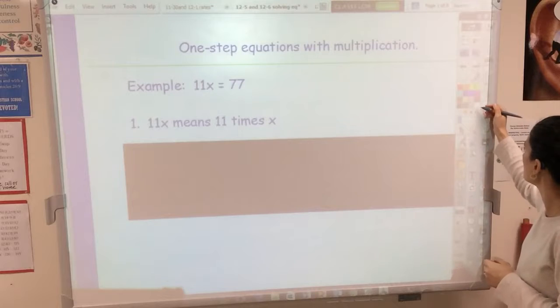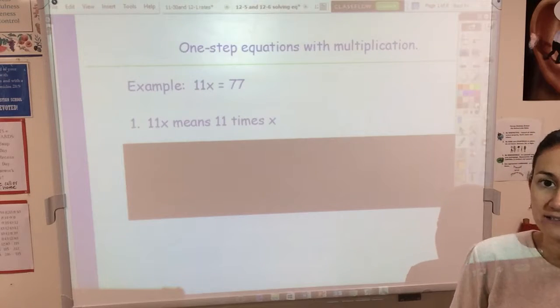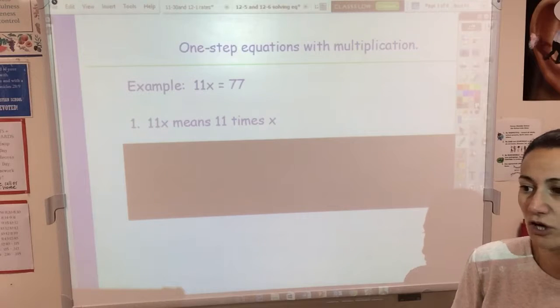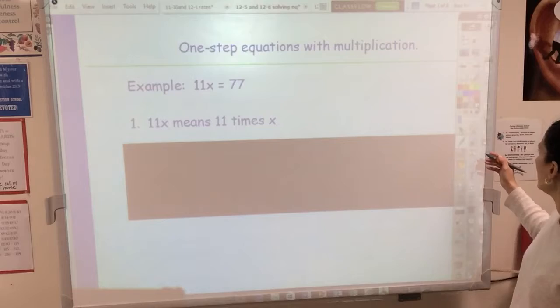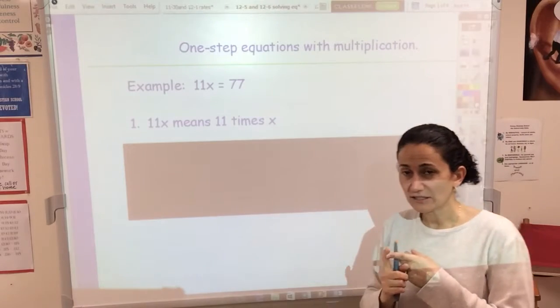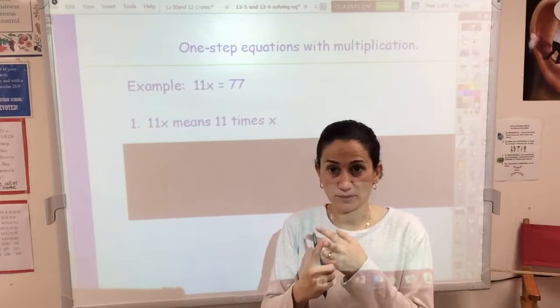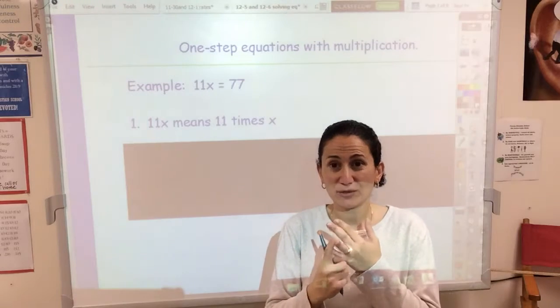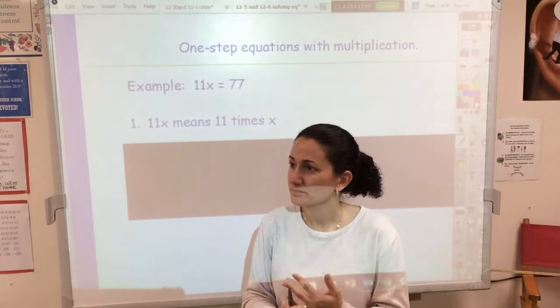So the 3 steps to solving equations for multiplication and division are exactly the same as the 3 steps for solving equations for addition and subtraction. Step 1, you are going to try to isolate the variable. Step 2, you're going to use inverse or opposite operations. And step 3, whatever you do to one side of the equation, you do to the other.